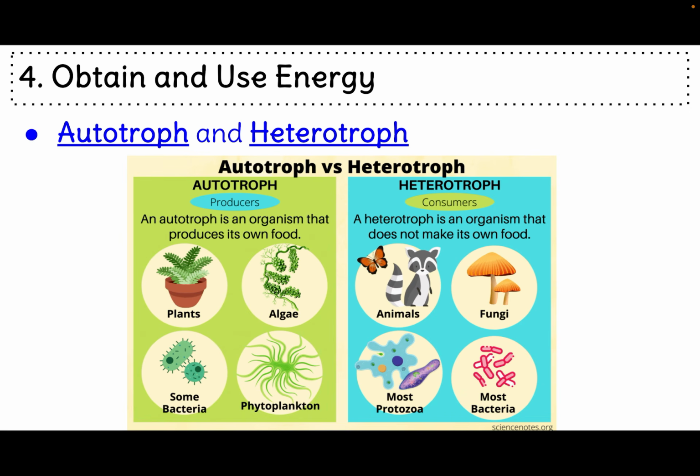Examples of autotrophs: plants, algae, some bacteria, phytoplankton. Heterotrophs would be animals, fungi, protozoa, most bacteria. Humans are heterotrophs.